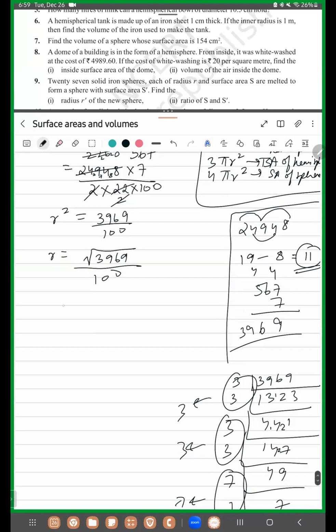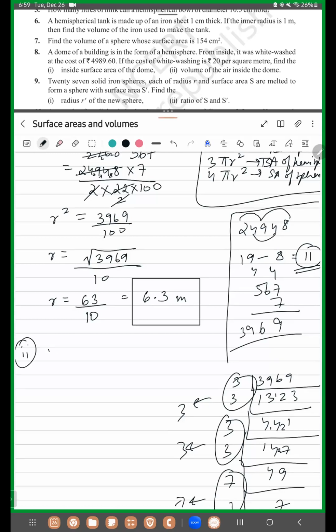So R equals 63 upon 10, which is 6.3. So 6.3 meters. This is the radius of the hemispherical dome. But we have to find the volume of the air inside the dome.